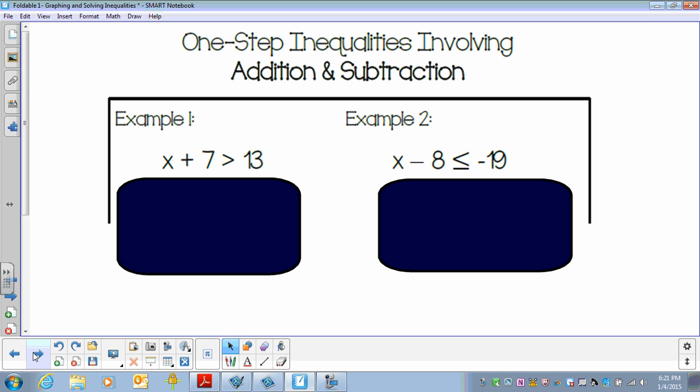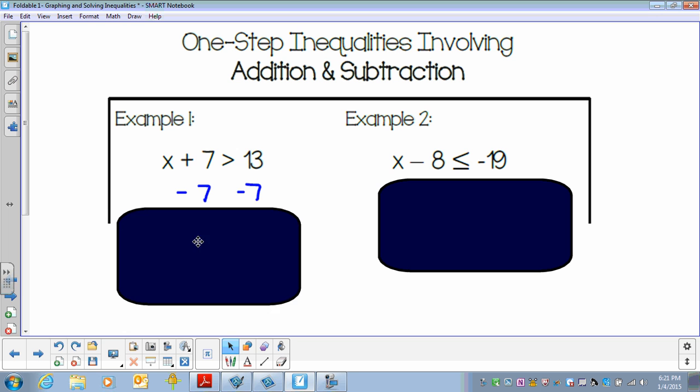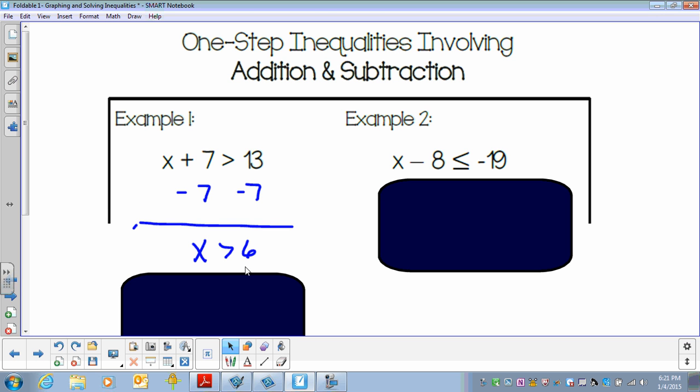One-step inequalities involving addition and subtraction. We're going to solve one- and two-step inequalities just as if we're solving an equation. In our first example, we have x plus 7 is greater than 13. We want to isolate x, so we subtract 7 on both sides. And our answer would be x is greater than 6.